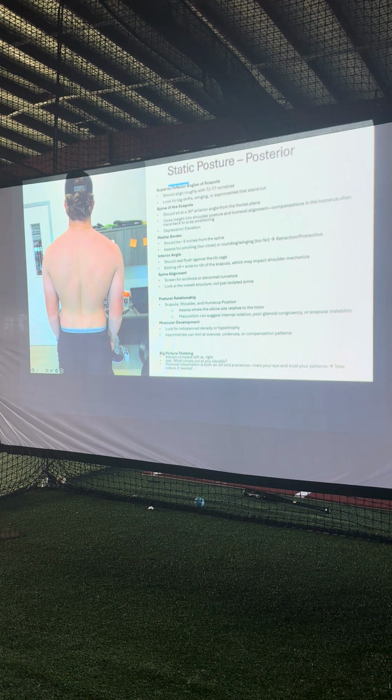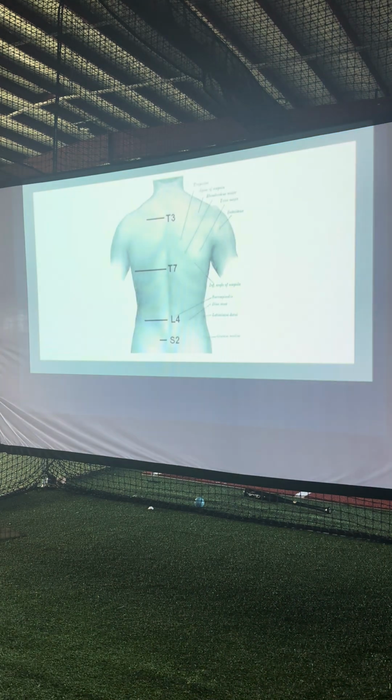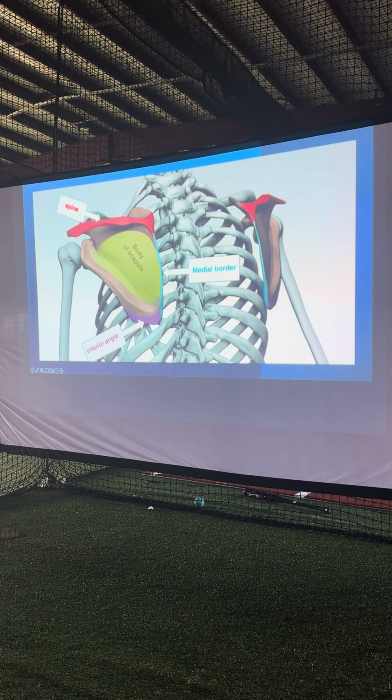So we're looking for any big shifts, winging of the scaps, asymmetries, that's what you're looking for. Next thing, going through your checklist, we're going through the spine of the scap. Let's gauge over here, and I wanted to give you some context of what that looks like: where the spine of the scap is located, the body, the medial border, which is on the inside, and then the inferior angle.